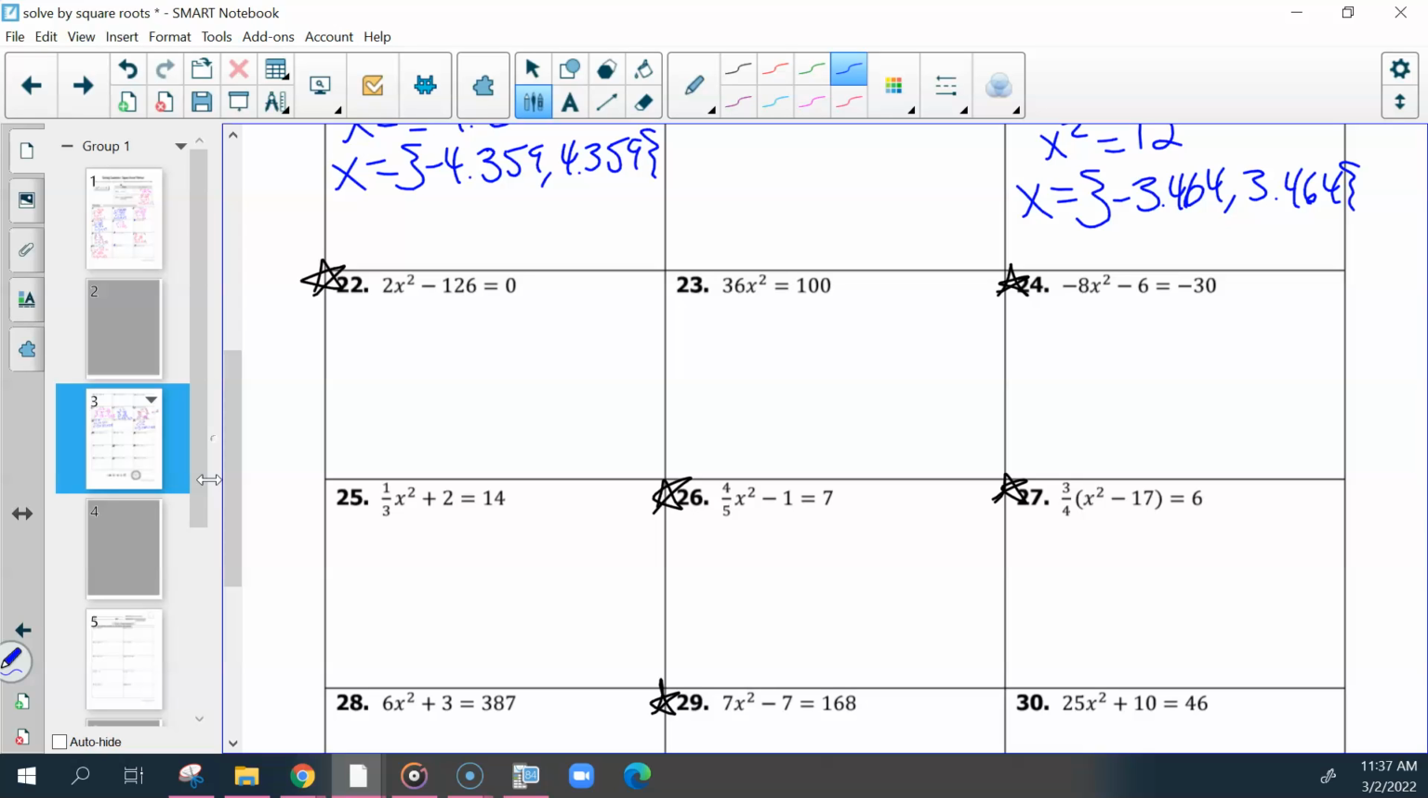22, how would I solve that? We have 2x squared equals 126. Divide both sides by 2. So x squared equals 63. Take the square root of both sides, and tell me what you get. 7.937.